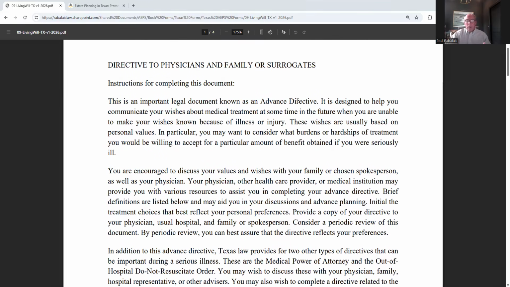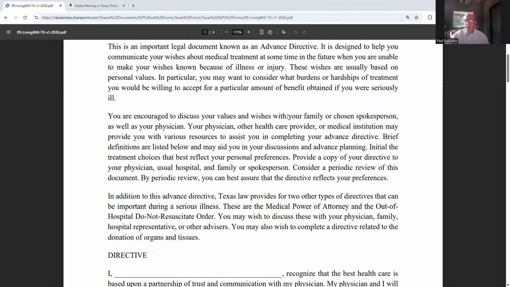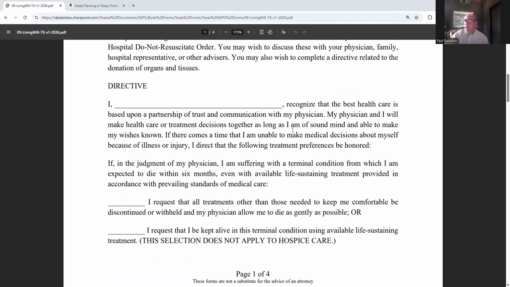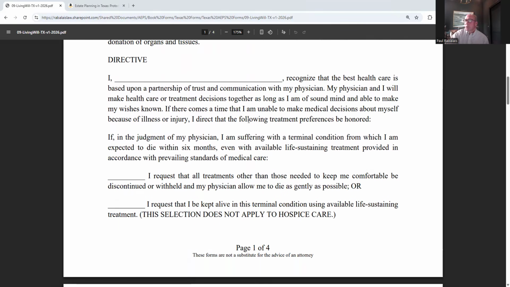All right, so here is your directive to physicians and family or surrogates. So at the top, this is strictly from the Texas statute where the legislature created a form, making it easier for people to create it, for healthcare providers to honor it because they're all familiar with the form that the Texas legislature created. So that's what this is. All right, at the top, you'll see some instructions. You should read through those. But really, when we get started, it's right here.